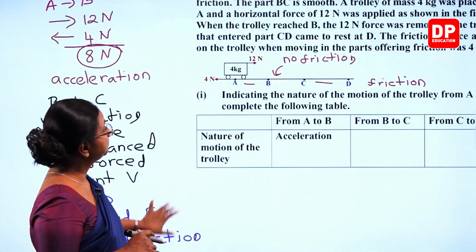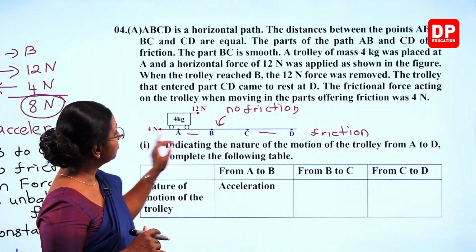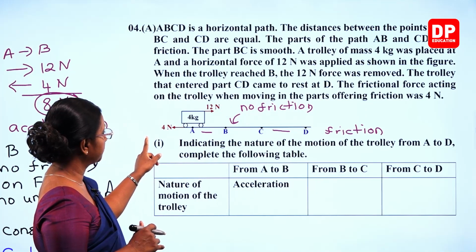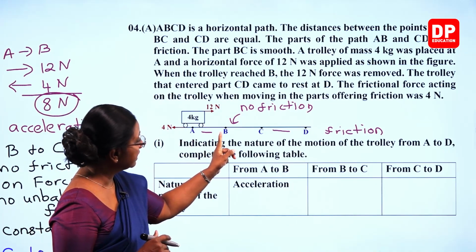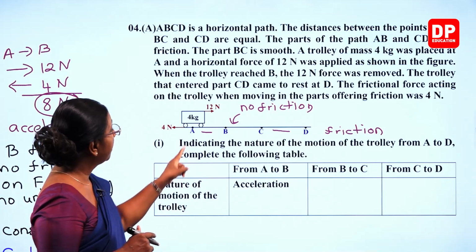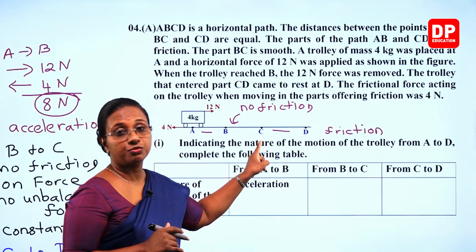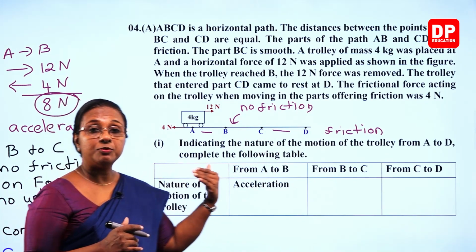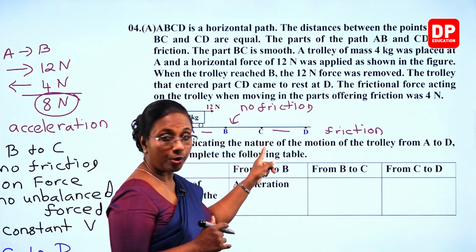So here, according to the given data, from A to B, there is a 12 Newton force in this direction, frictional force 4 Newton. There is an unbalanced force. Because of that, there is acceleration or uniform acceleration. But at B, they stop the 12 Newton force and there is no friction. So, no unbalanced forces. The trolley will move with uniform or constant velocity up to point C.